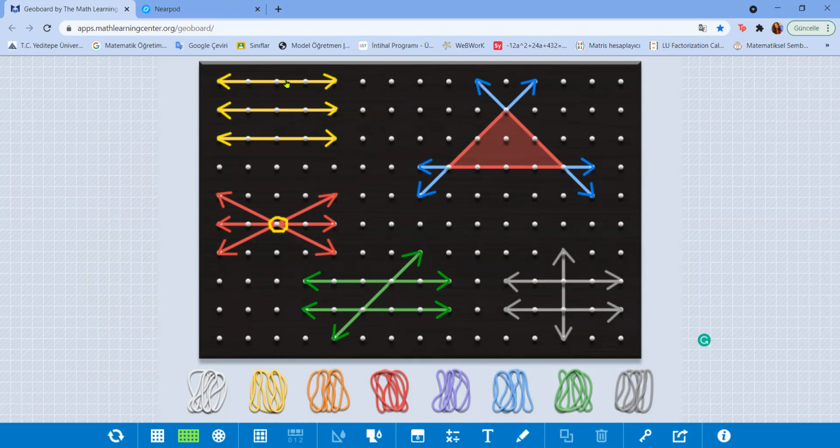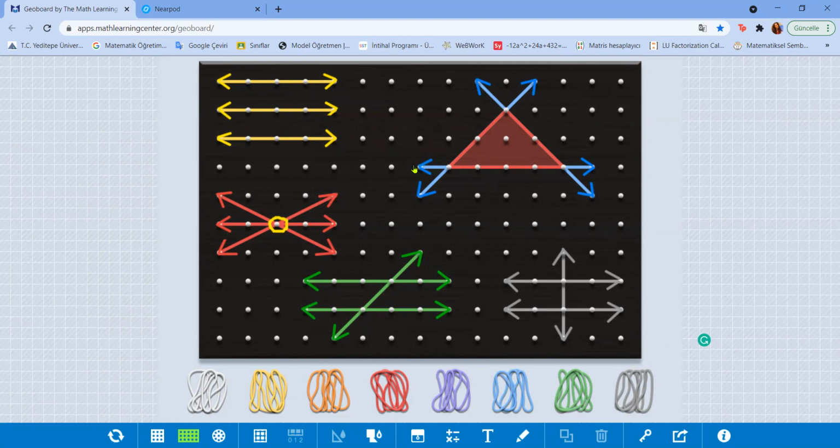First, three lines can be parallel to each other. As you can see, I have three lines on the same plane here and they are parallel to each other. Second, three straight lines can intersect at one point.